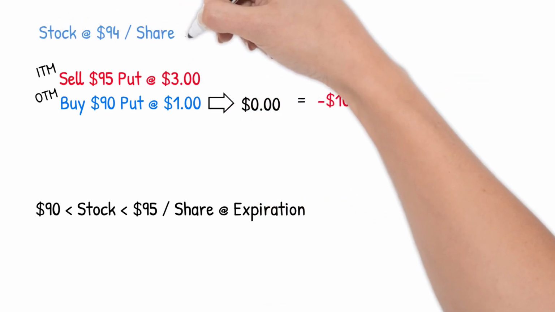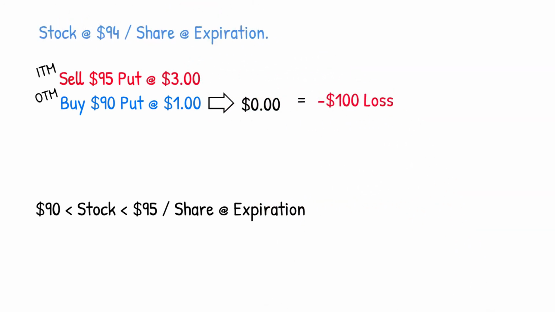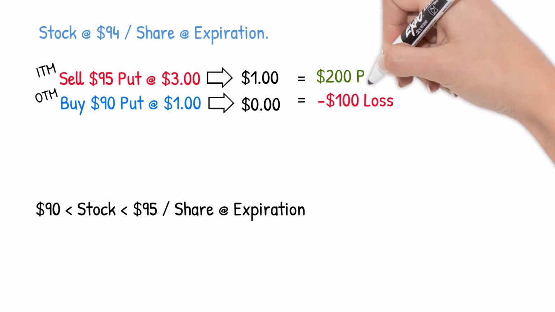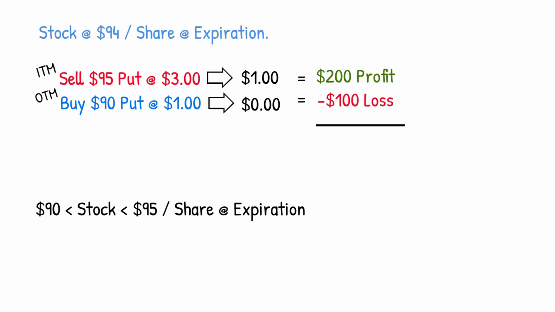Let's take a look with the stock trading at $94 a share. The 95 put then will be worth $1, as will the overall spread since the 90 put is worth zero. Since we sold the spread for a net premium of $2, the net profit on the trade is $100. So even though the stock was below the short put strike, we still made money.